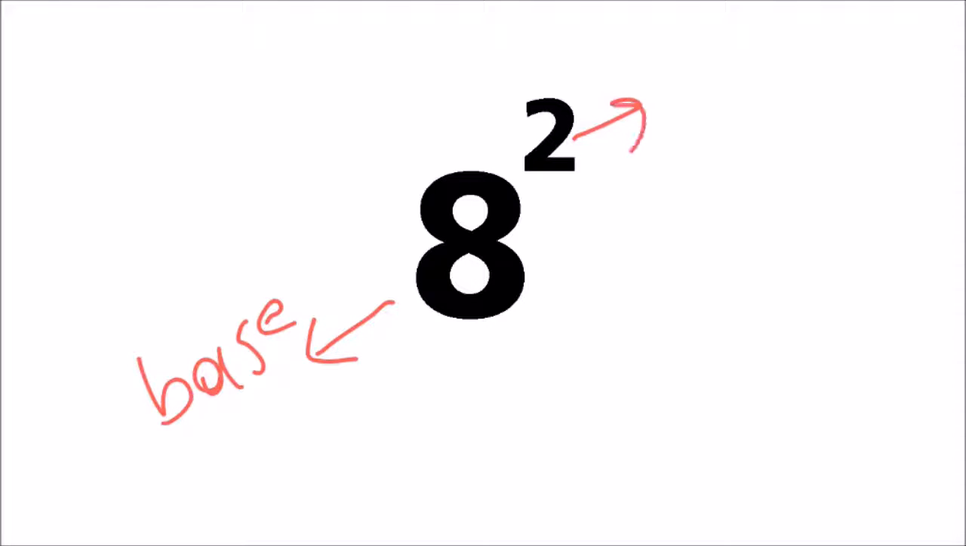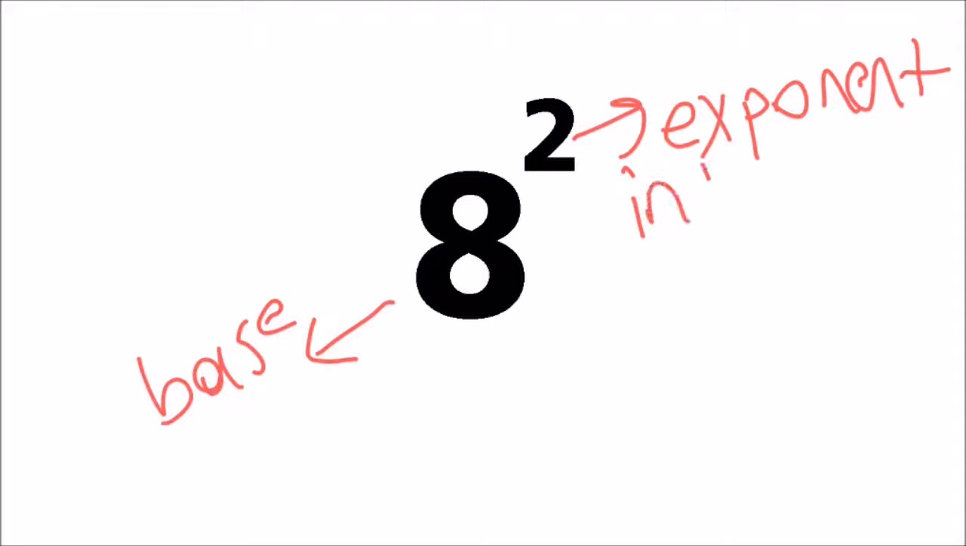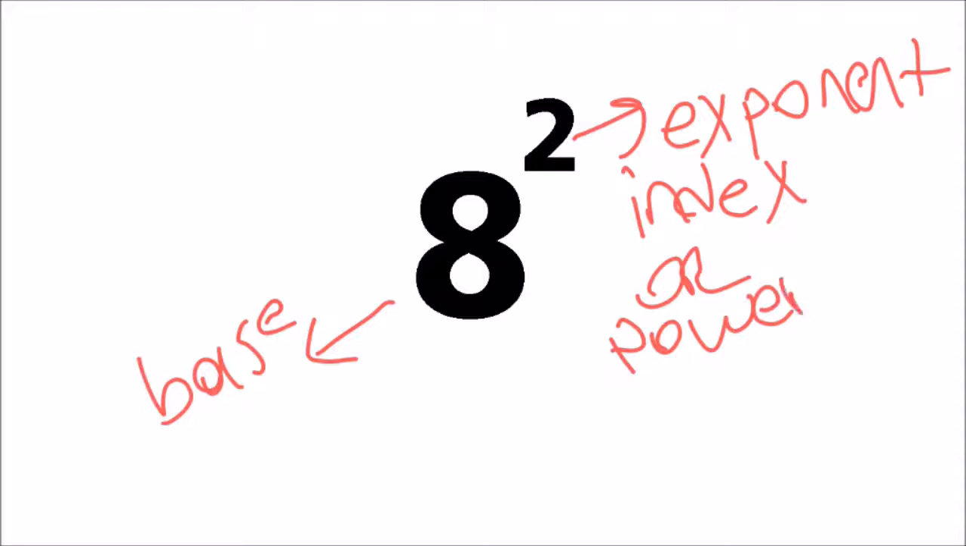The exponent of a number says how many times to use the number in a multiplication. This is the 8 power 2 and this is the base, and it is exponent, index or power. In 8 power 2, the 2 says to use 8 twice in a multiplication.